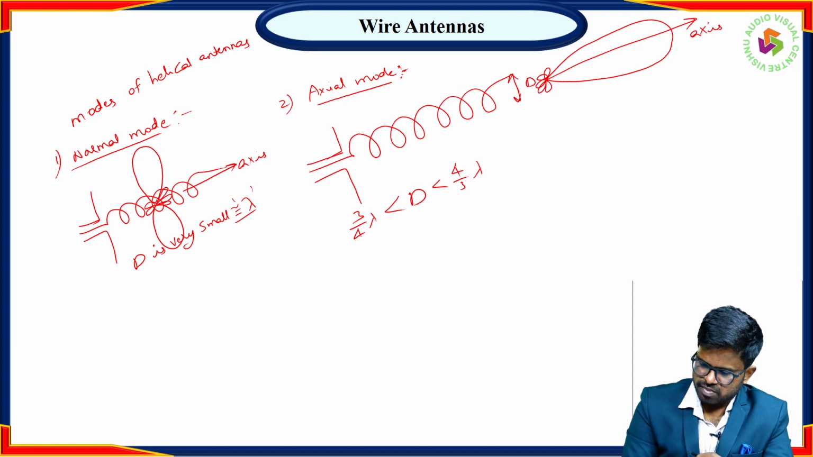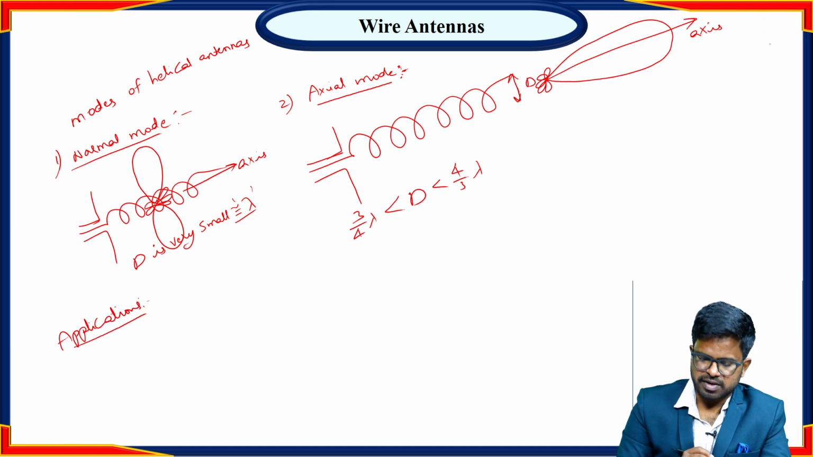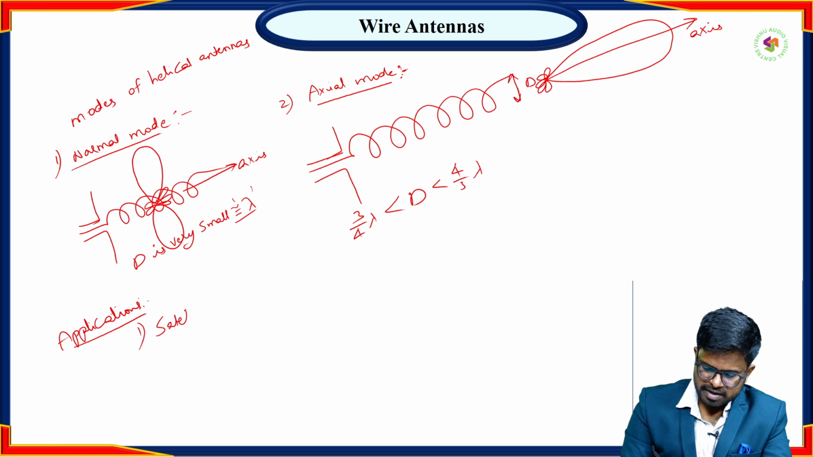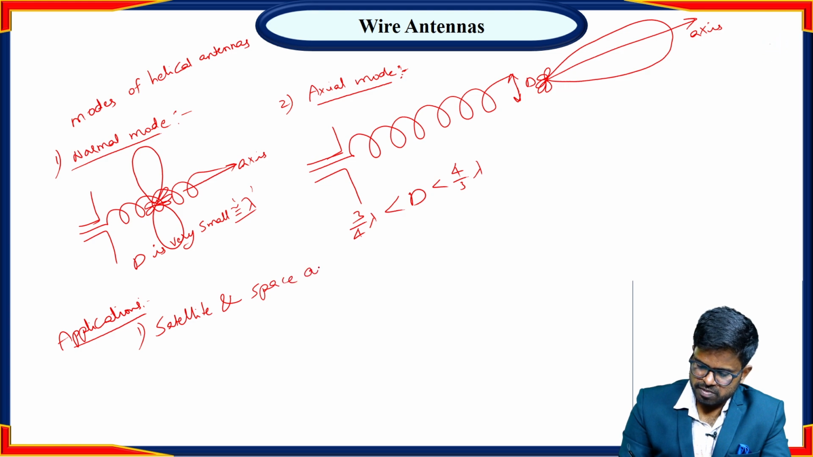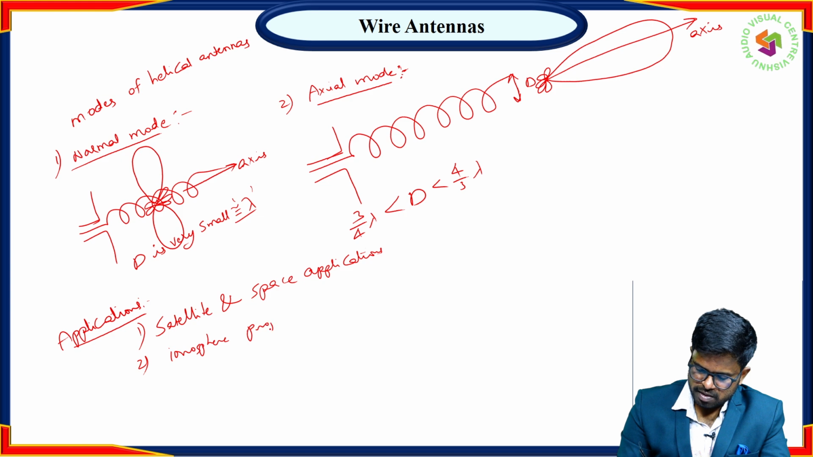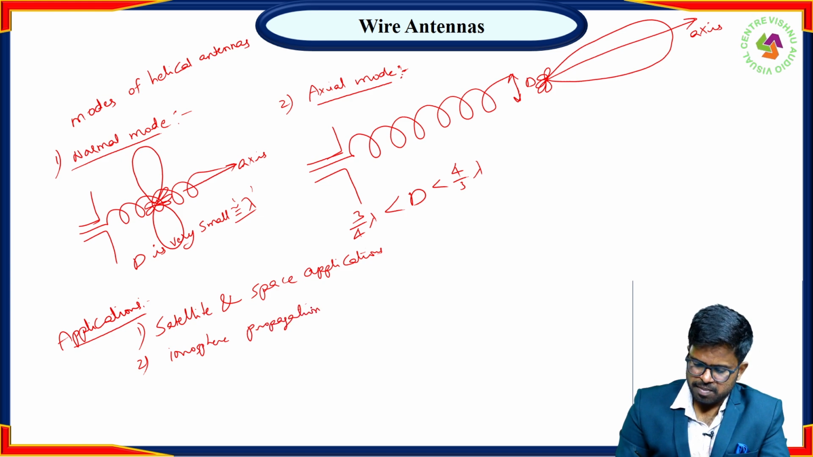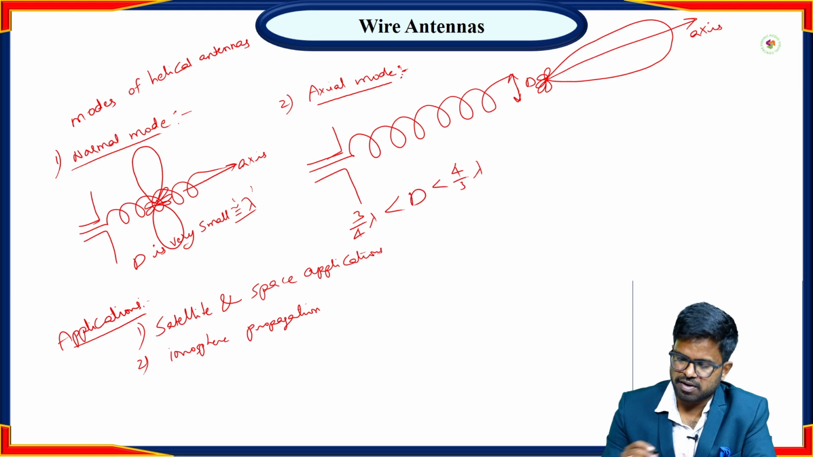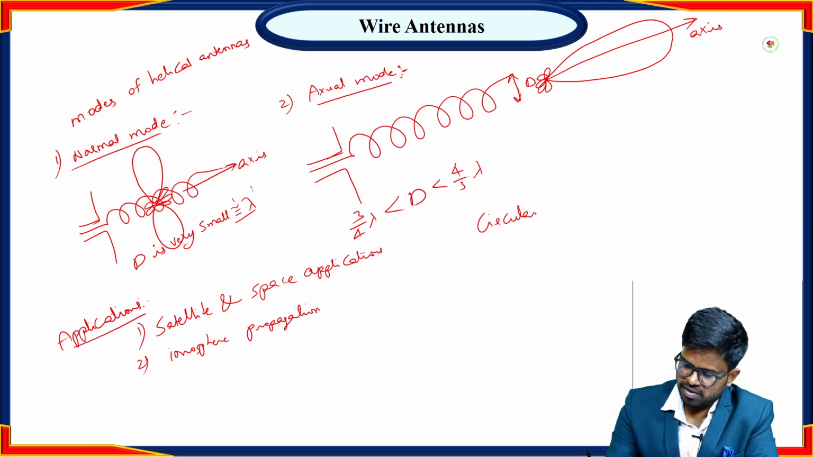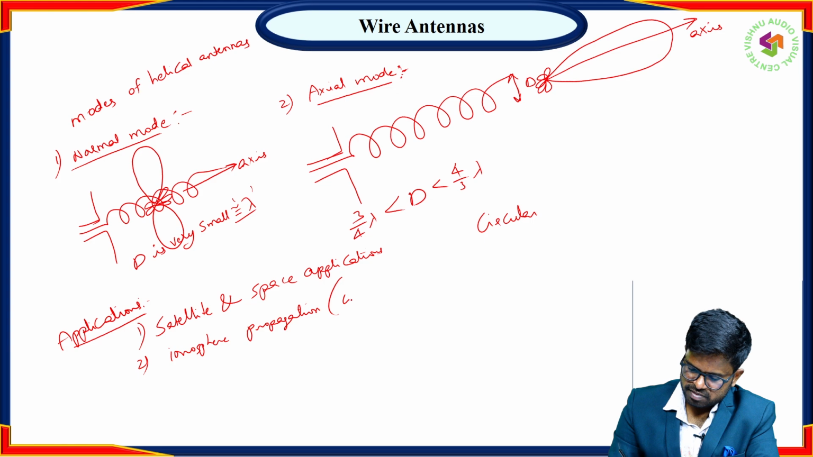Coming to applications of helical antennas. Mainly we use it in satellite and space applications. And next we can use it in ionosphere propagation also. Why do we use this mainly in space and satellite? Because they can produce circular polarization.